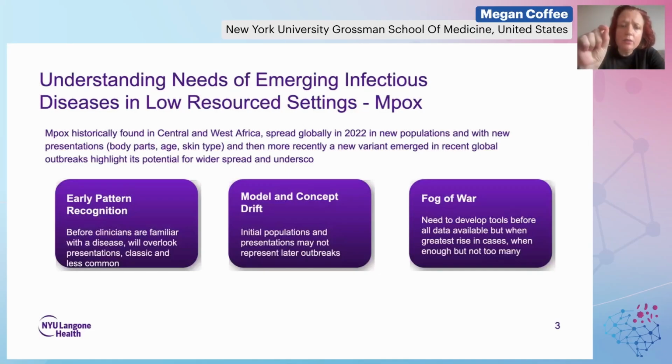quickly. Then we need to recognize that as a disease spreads from one population to another, there's going to be model and concept drift. Initial populations and presentations may not be represented well in later outbreaks. It may be a very different model. You may have a degradation in your accuracy. And then also understanding you're always dealing with the fog of war in early outbreaks. So you want to develop tools as soon as you can, but not sooner. You want to have it before you have all the data available, but you want to recognize that if you make a model too soon, it may not be effective. It may be really biased by the initial populations.